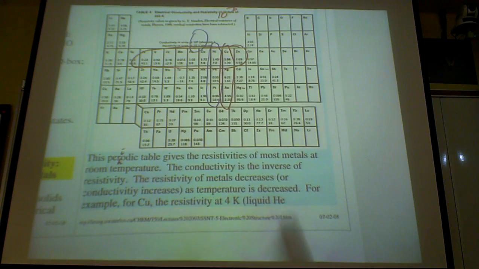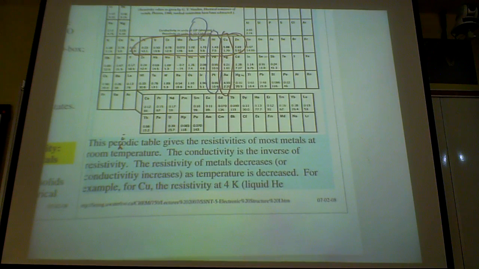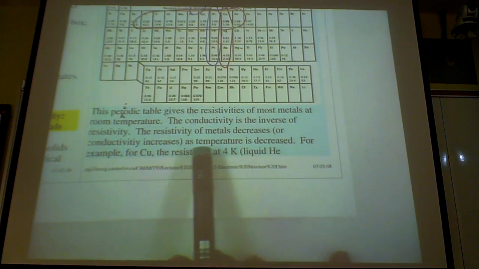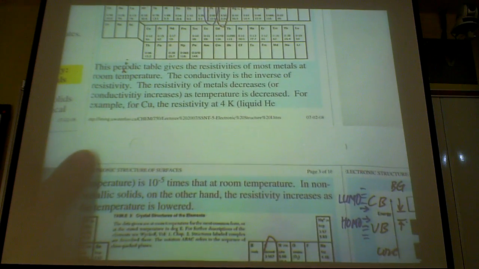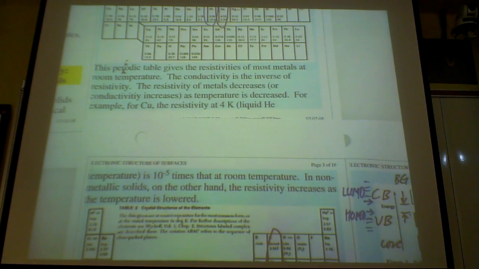And the conductivity, I point out here, is the inverse of resistivity, it's just 1 over. The other point is the temperature effect. For copper, the resistivity changes with temperature. For example, the resistivity at 4K, liquid helium temperature, is about 100,000 times less than that of room temperature. So the resistivity goes down, the conductivity goes up.